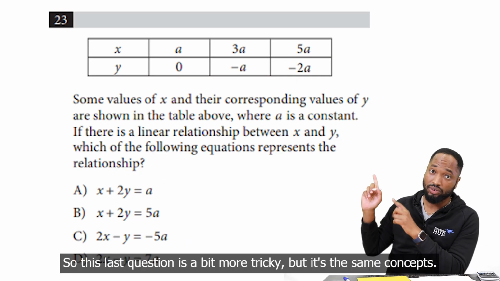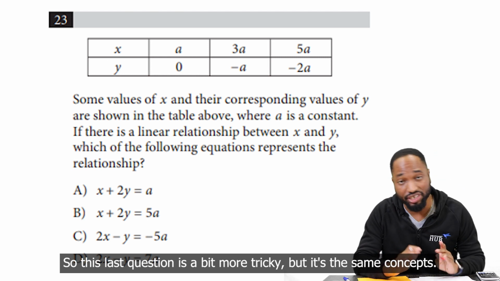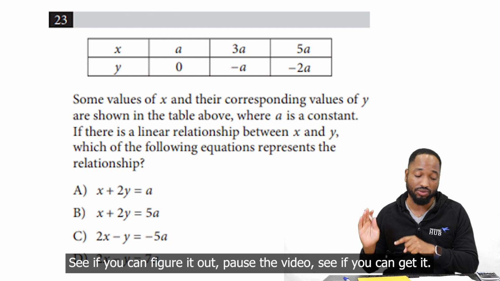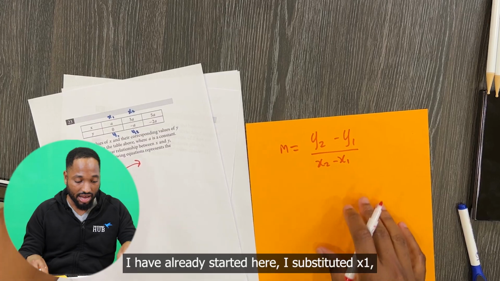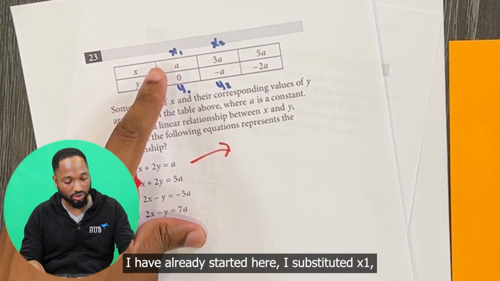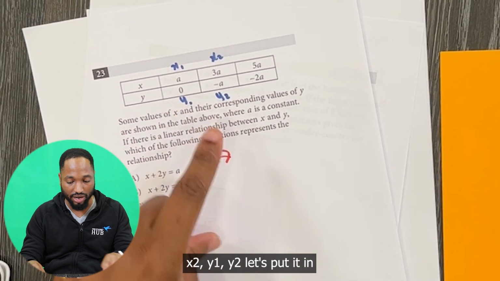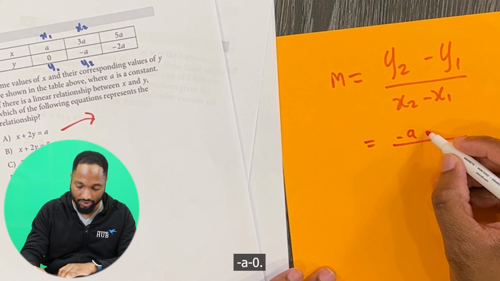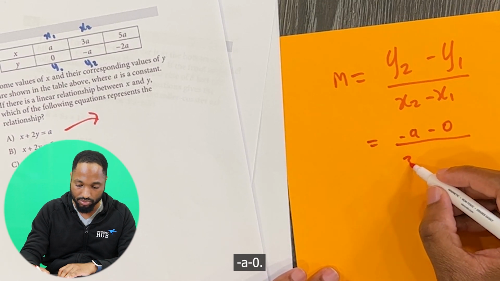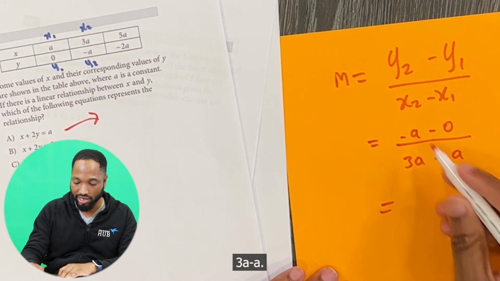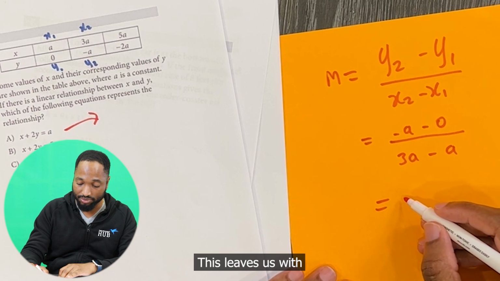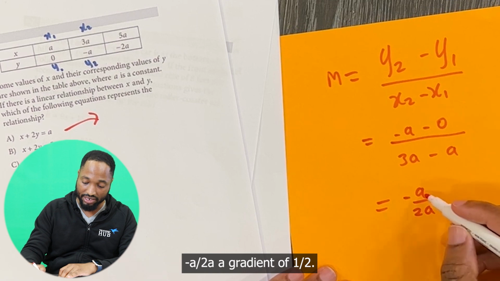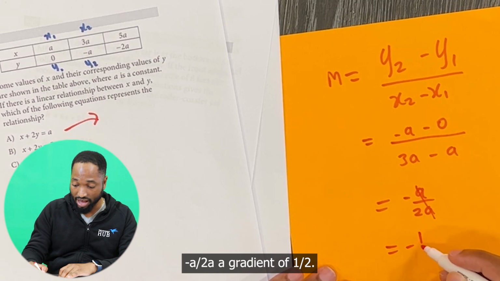Simple things. So this last question is a bit more tricky, but it's the same concepts. See if you can figure it out. Pause the video, see if you can get it. I have already started here. I substituted x1, x2, y1, y2. Let's put it in. Negative a minus 0, 3a minus a. This leaves us with minus a over 2a, a gradient of a half.